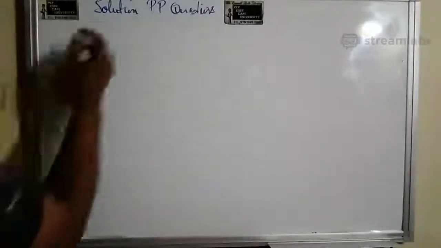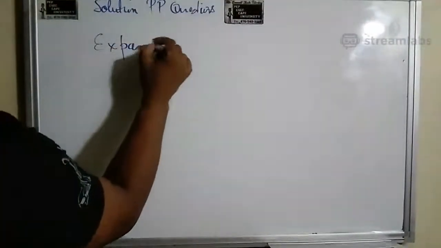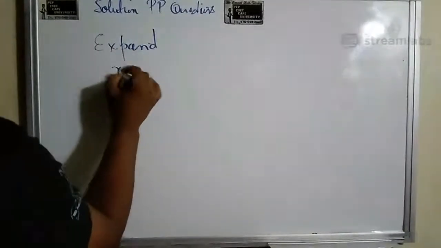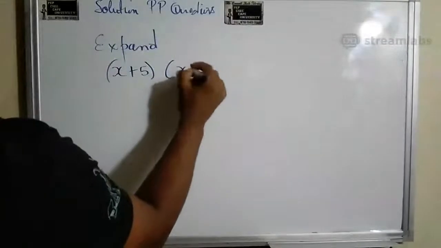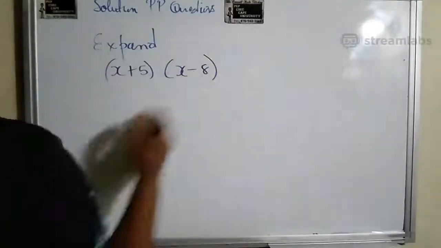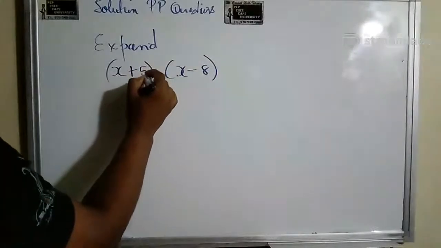Try this one on your own now, guys. You're supposed to expand x plus 5 and x minus 8. You have 30 seconds to finish this.